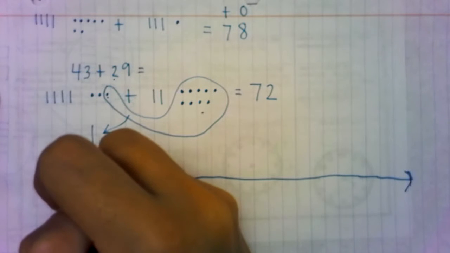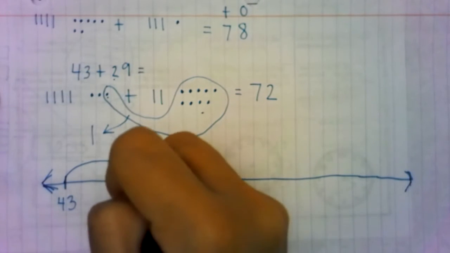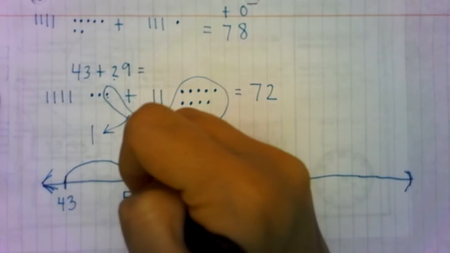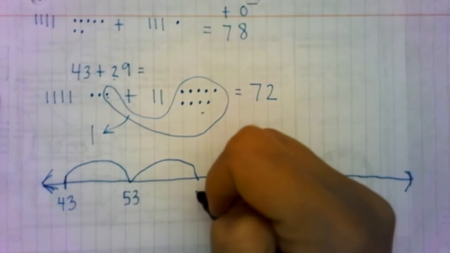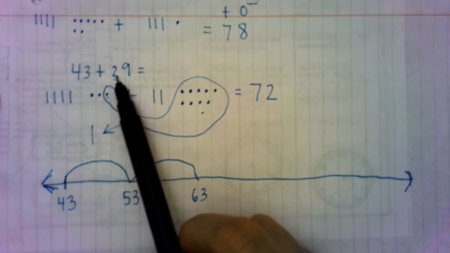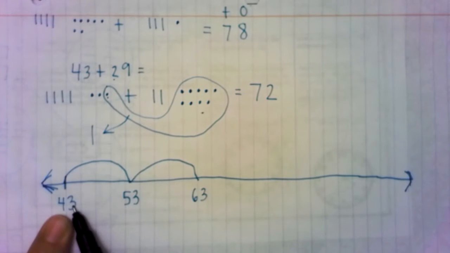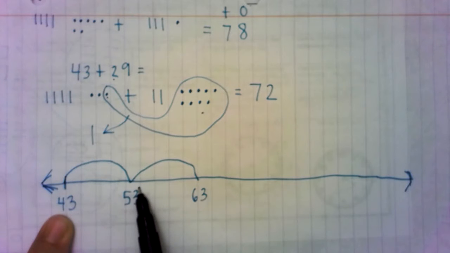Okay, so 43. If I jump up 1 10, that would be 53. And I'm going to jump up another 10, and that would be 63. So I'm not done yet, but I almost am because I've already jumped up my 2 10s. So I started with 43. I jumped up 1 10, and that got me to 53 on my number line.